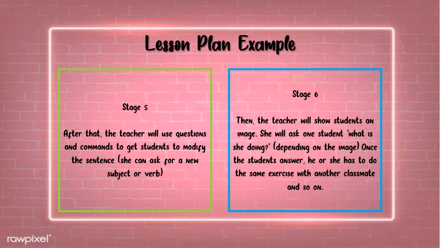Stage 6. The teacher will display now an image in the projector. She will ask one student, for example, "What is she doing?" depending on the image that is being shown. When the student answers with the correct sentence, the teacher will change the image and will ask the student who answered to ask his or her classmate behind what the person in the new image is doing. The student who is asked the question should answer it and then ask the same question to the student behind, and so on.